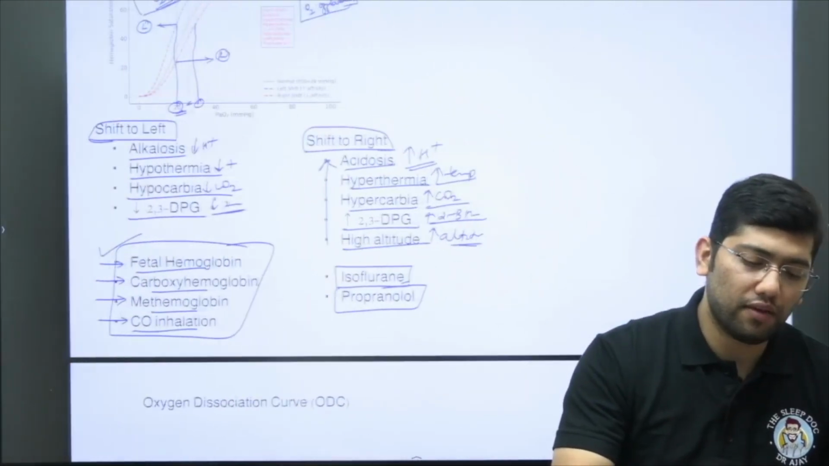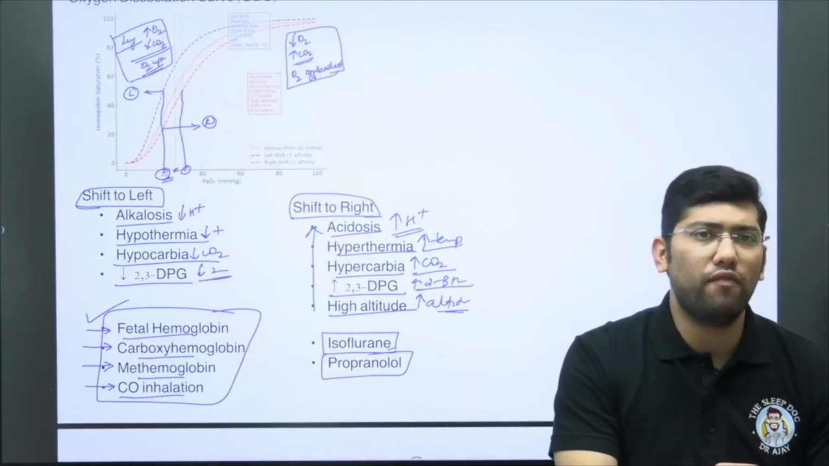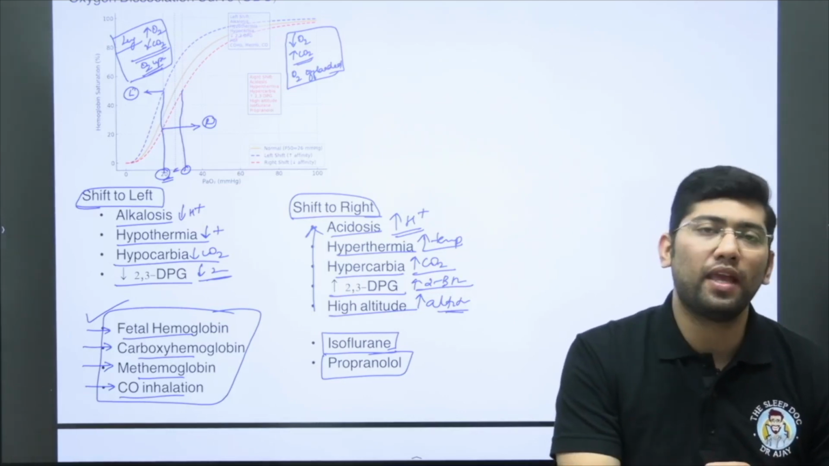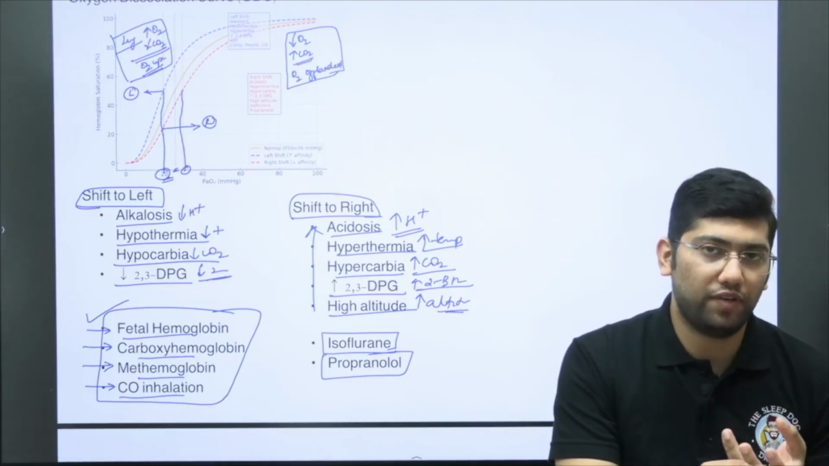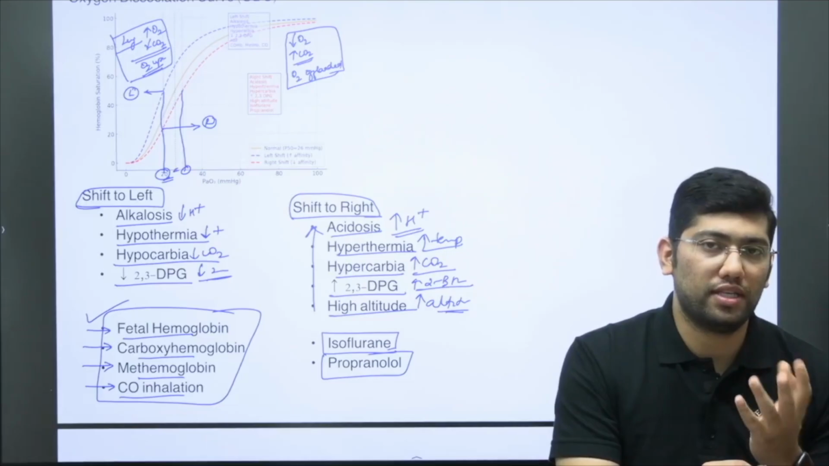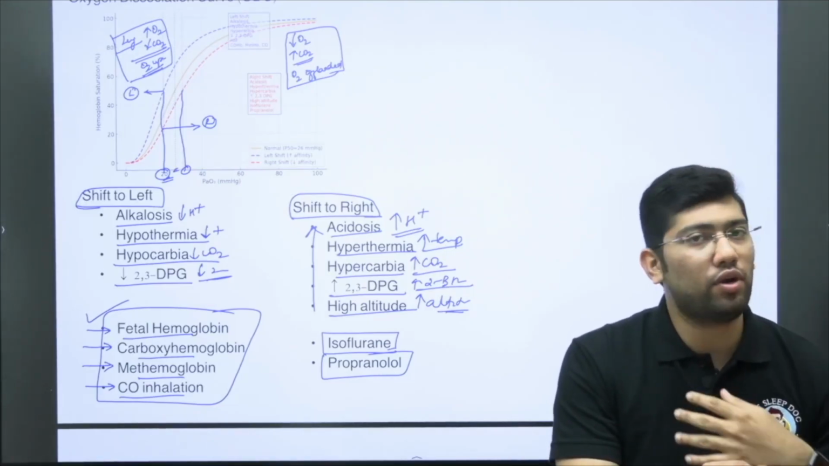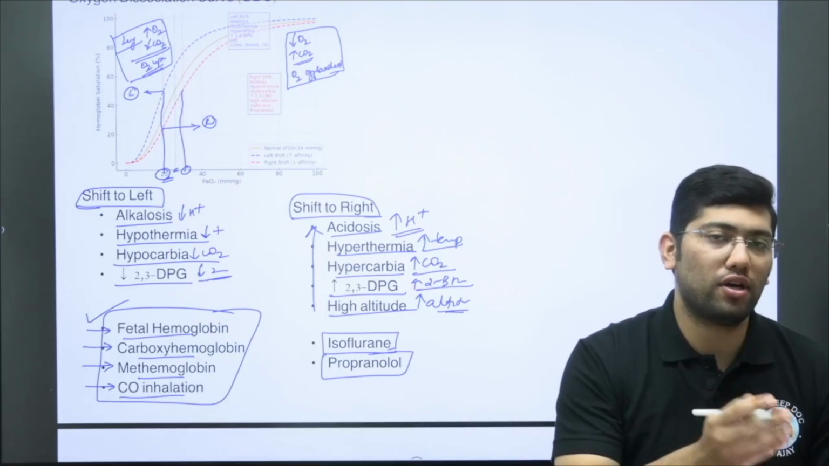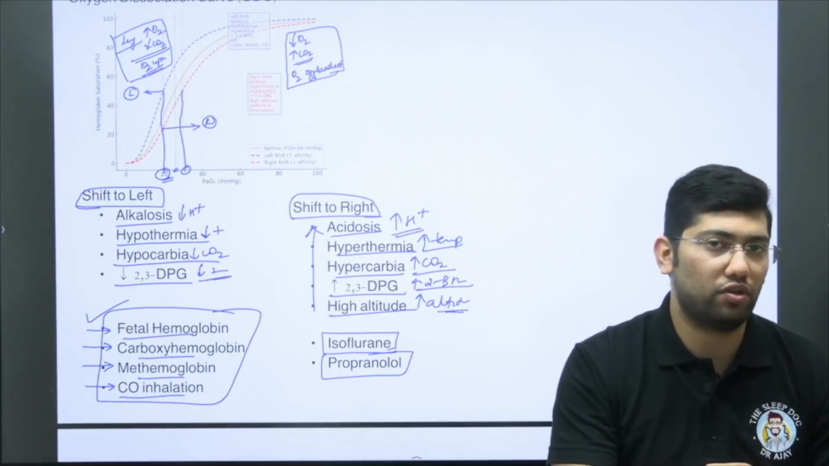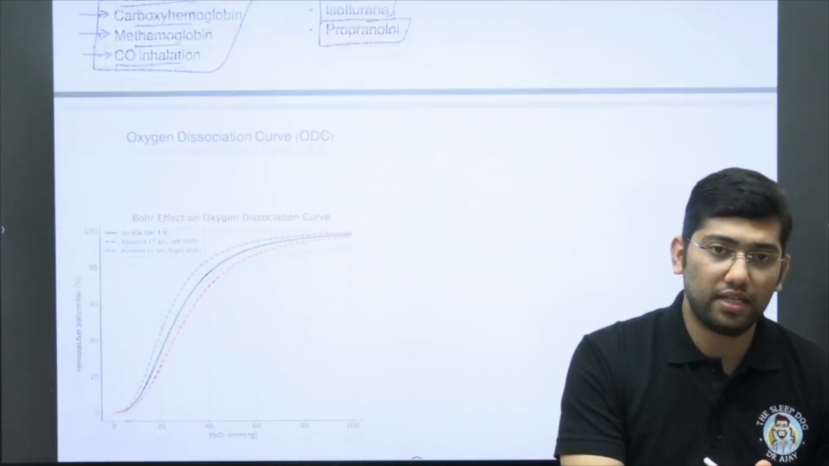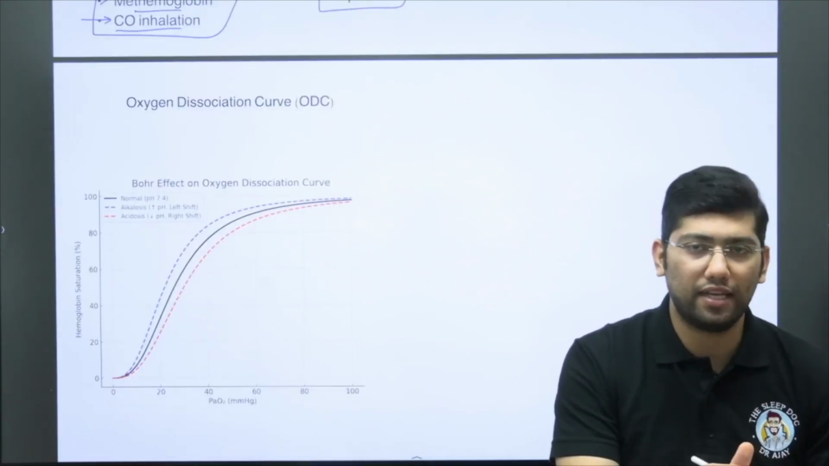Now, we saw the structure of hemoglobin. We understood why the shape of the oxygen dissociation curve is sigmoid. And then we understood what P50 is. Then we saw what shifting of a curve to the left and right means, and what the factors are that cause the curve to shift to the left and right. Now let's come to the most important effects, that is the Bohr effect and the Haldane effect.